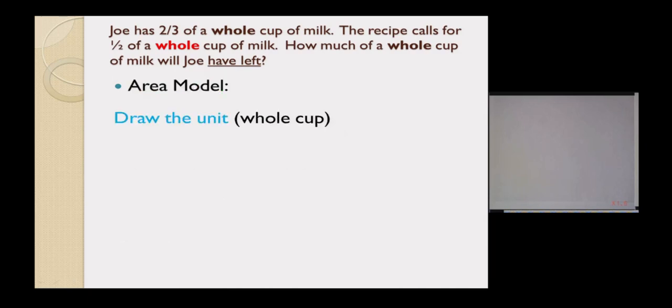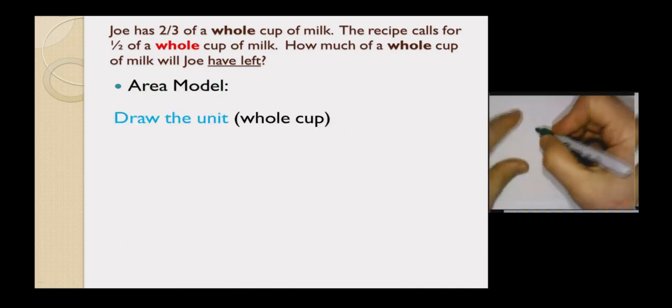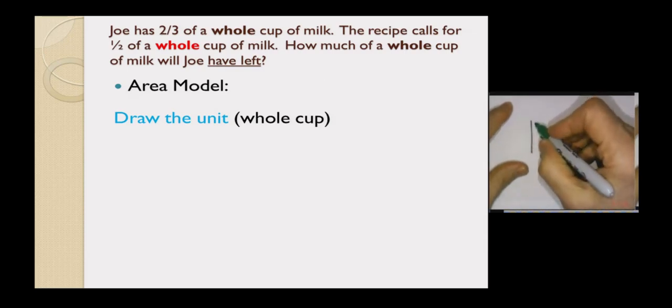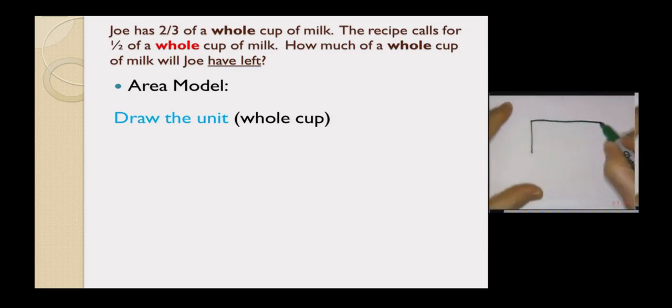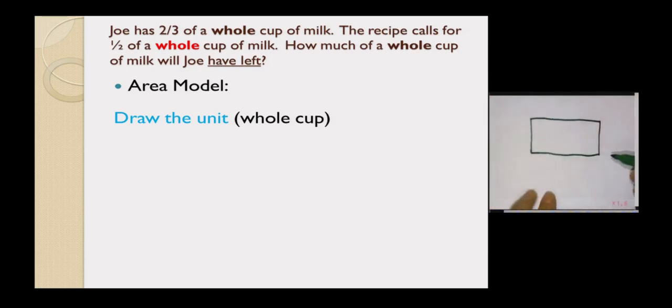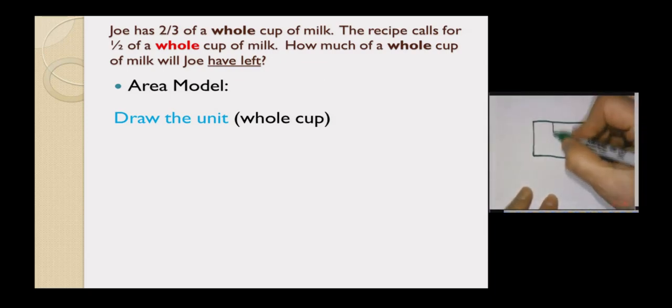So we'll start by drawing the unit. That's pretty easy. You just make a rectangle. I know this doesn't look like a cup of milk. It's a semi-abstract kind of model, but we're using a rectangle because it's really easy to see two different dimensions in it. So Joe has 2/3 of a cup.